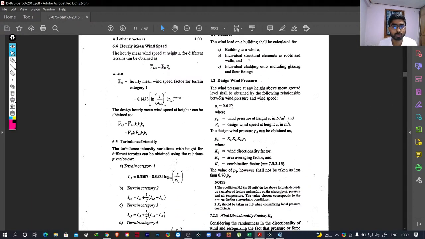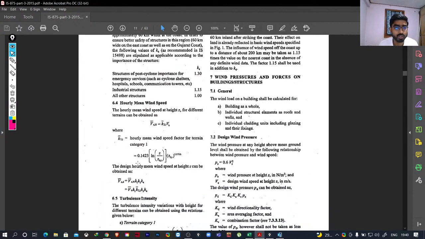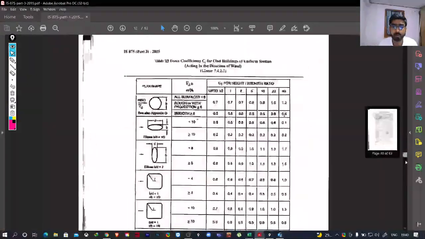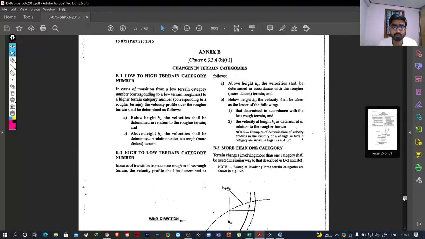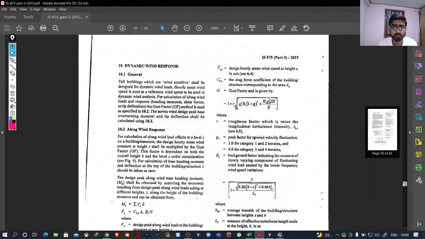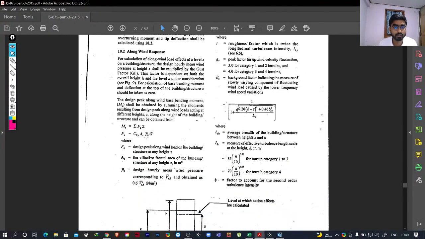Just the K2 calculation will be different here, because for every height we need to find out this K2. If you go with this table, you need linear interpolation in most of the cases, so it is better to use this formula than getting this ready. So let us go back to the formula. We have got the PD, it was on page number 47, right? So in this way we'll be finding out the PD value.